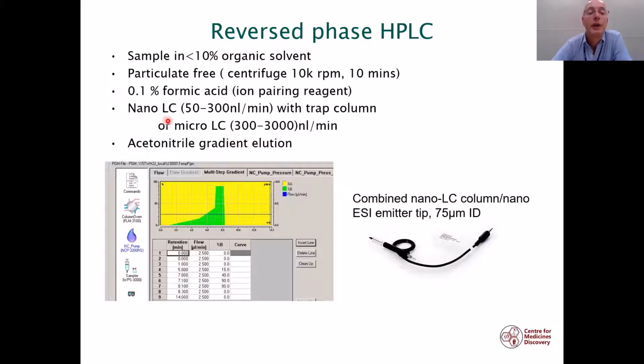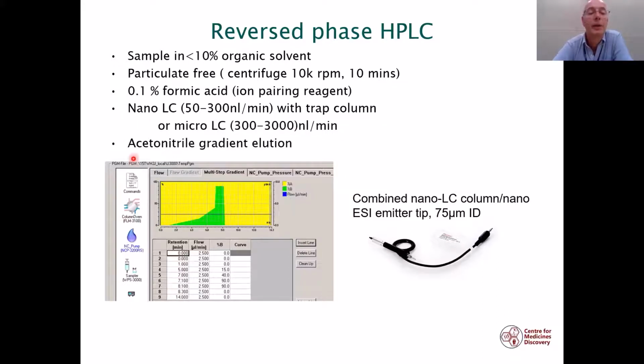And we need a flow rate. Some labs will use nano LC systems. So this is flow rates from 50 to 300 nanoliters a minute. At that flow rate, you need a trap column. Otherwise, it will take you about an hour to get your sample loaded onto the system. Alternatively, you can use micro LC, and that's a flow rate of 300 to 3000 nanoliters a minute.